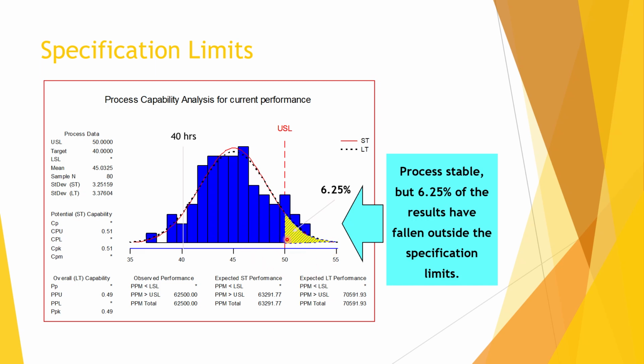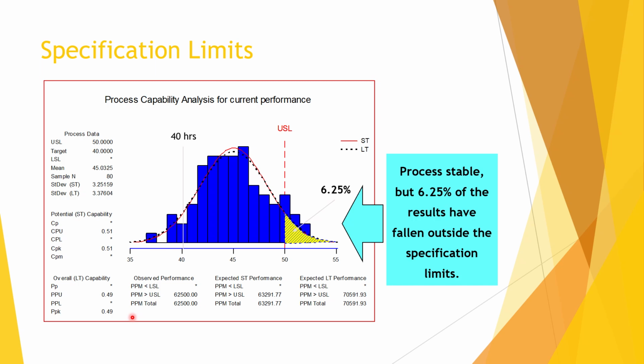And because these data points are above the upper specification limit, which is 50, it's not good. And if you want to know what percentage of the results have fallen outside of the specification limits, you need to look at these numbers. Let me show you very carefully.